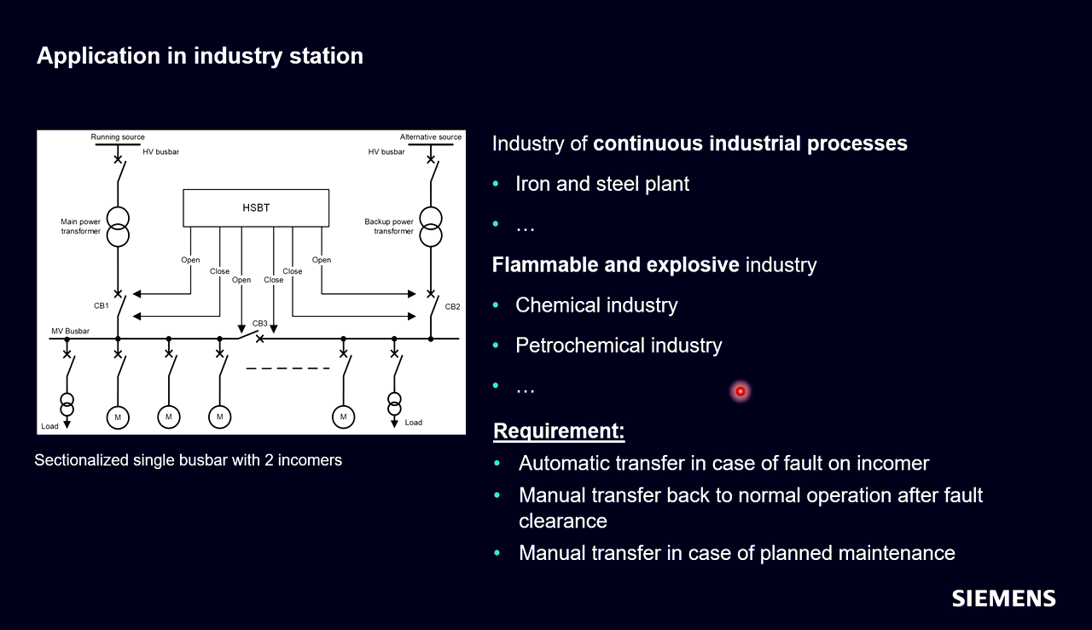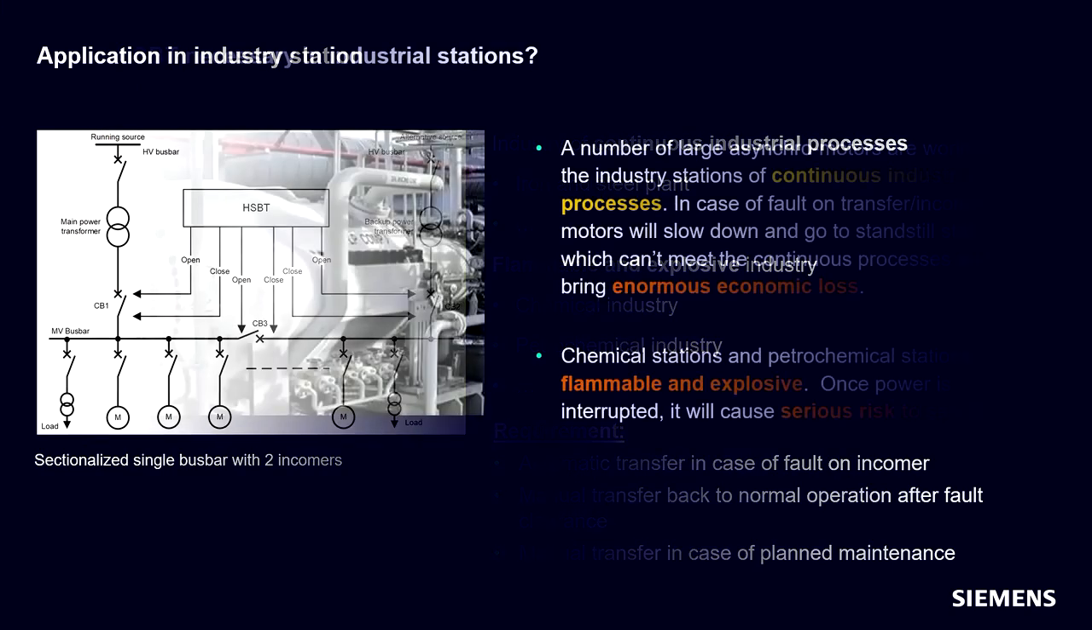Therefore, we also have some requirements for the HSBT system, and this is the automatic transfer, like in the power plant application. And we have a manual transfer, of course, when we want to go back to normal operation after fault clearance. And in case of maintenance, we also want to force the transfer, a manual transfer, to carry out the maintenance here, for example, on the transformer or on the main in-feed.